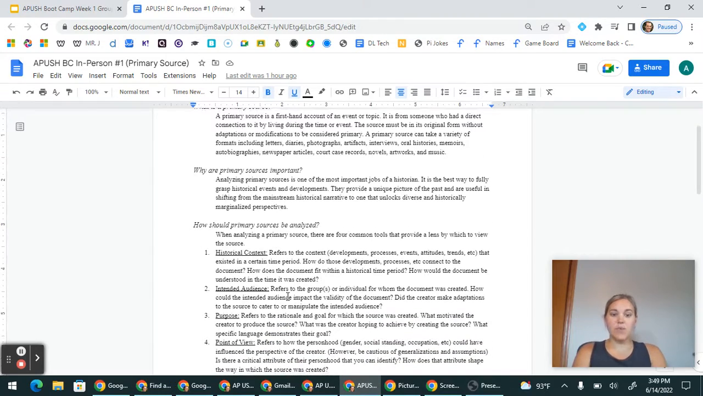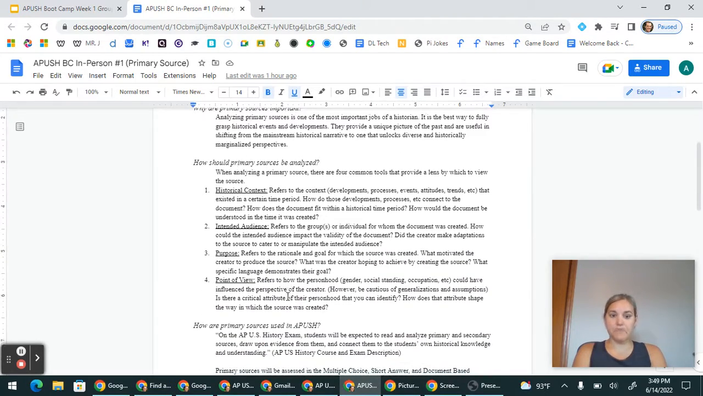Here are a few ways that the College Board curriculum desires for you to analyze primary sources. Look at the context within which it was written. How does that affect the way it was written? Who is it written for? And does that also impact the way it was written? What is the purpose? Why are they creating this source? And what is the point of view? How does who the author or artist is impact the way that they are writing or drawing?